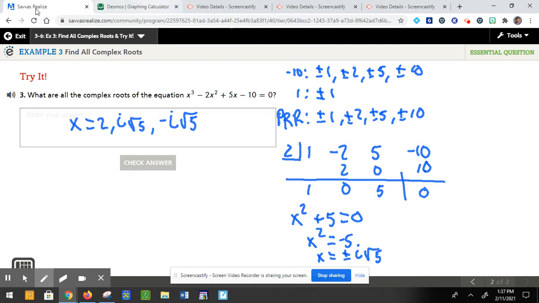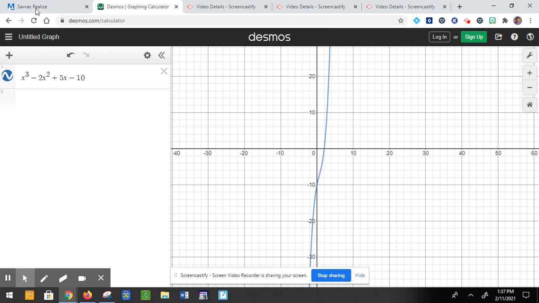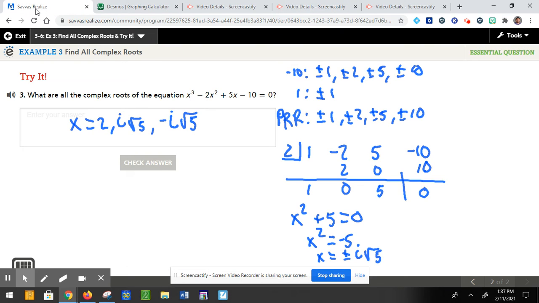I went ahead and graphed it. Again, anything that's rational that was crossing would be between -10 and 10. So the only one that we're seeing is 2. So when I go back, that's the number I'm trying in synthetic division. What you end up with is x squared plus 5.